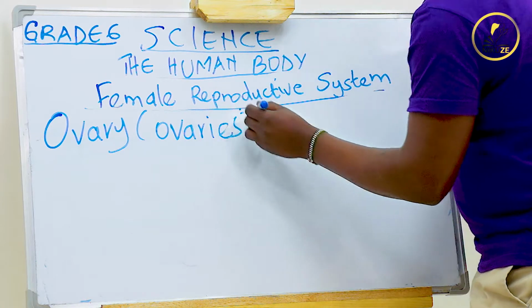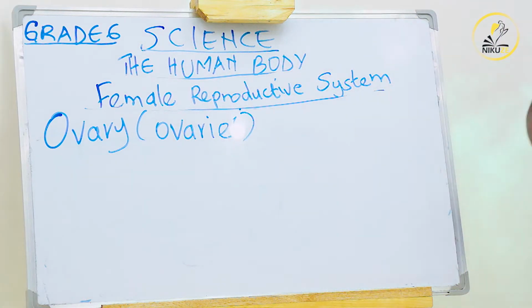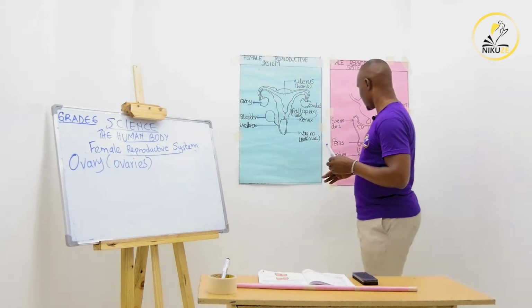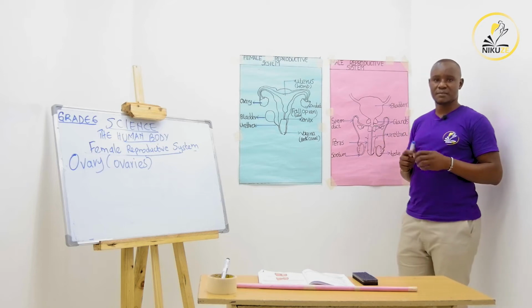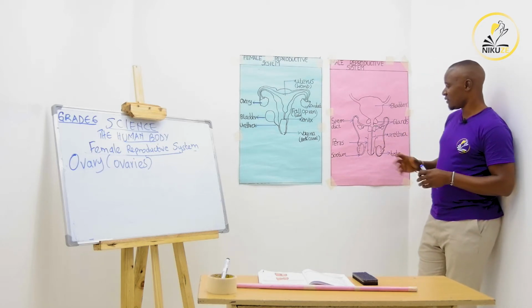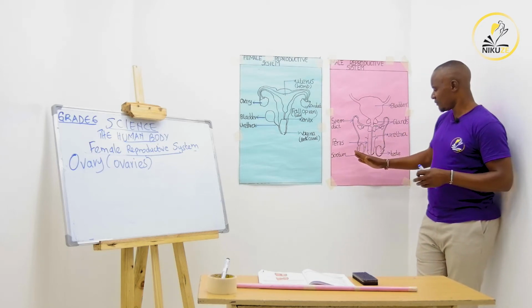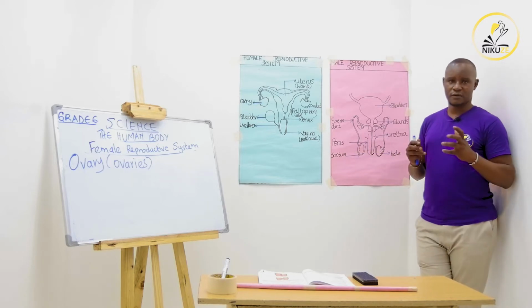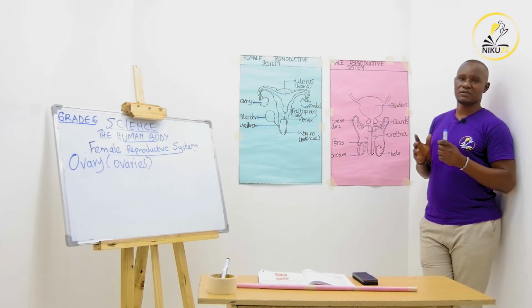Now the plural form of the ovary is the ovaries. Remember, when you are talking about the scrotum, we say that there are two in number. That is when you are talking about the male reproductive system. In the same way the male reproductive system has the scrotum, the female reproductive system has the ovary.